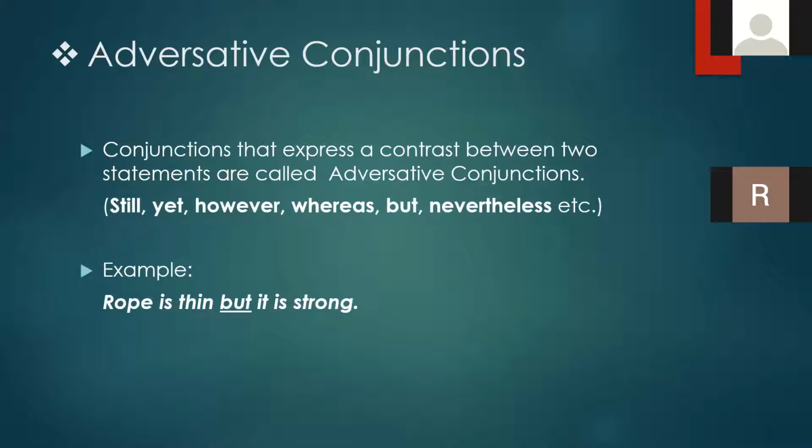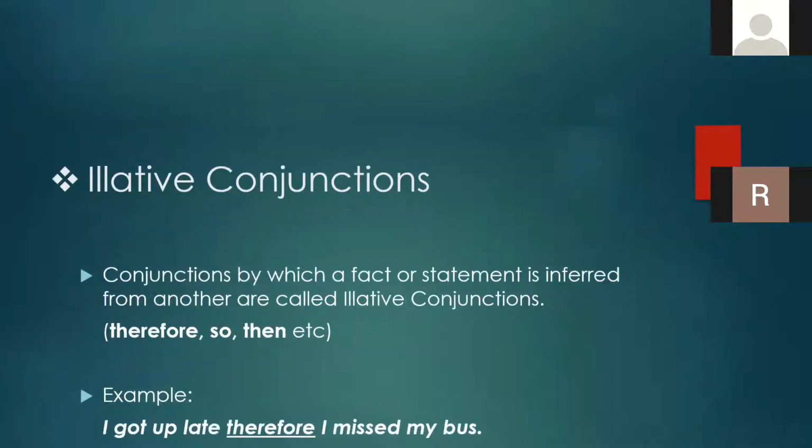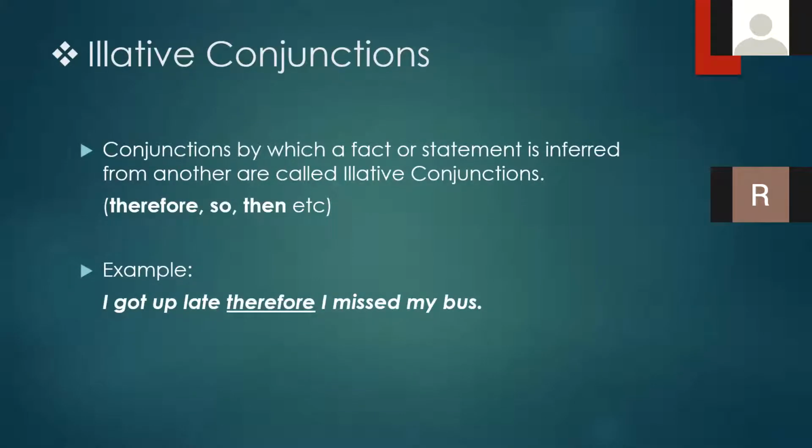Moving on. The last type is illative conjunctions. Conjunctions by which a fact or statement is inferred from another are called illative conjunctions. So, the second statement is the conclusion of the first one. Therefore, so, then, etc. are the commonly used illative conjunctions. Example: I got up late, therefore I missed my bus. Here, therefore is the illative conjunction.